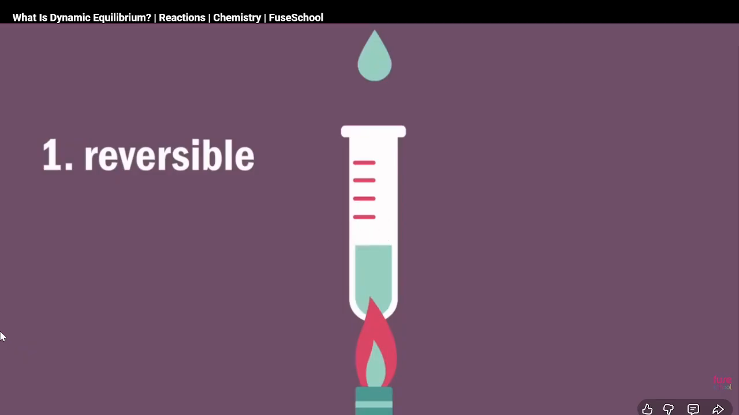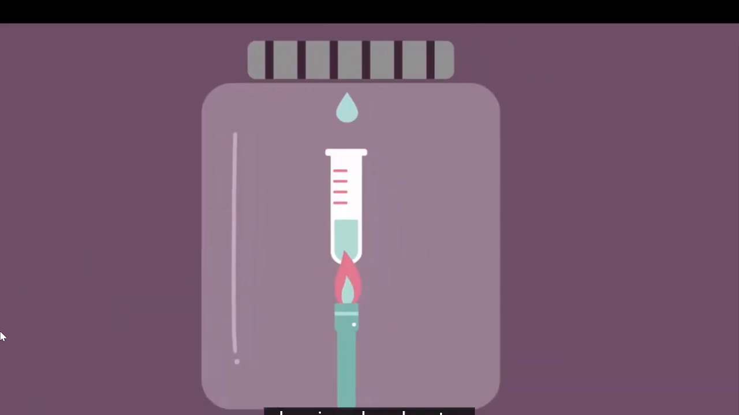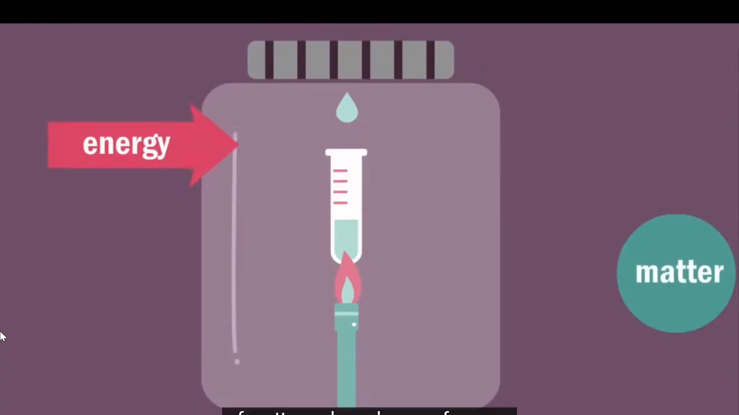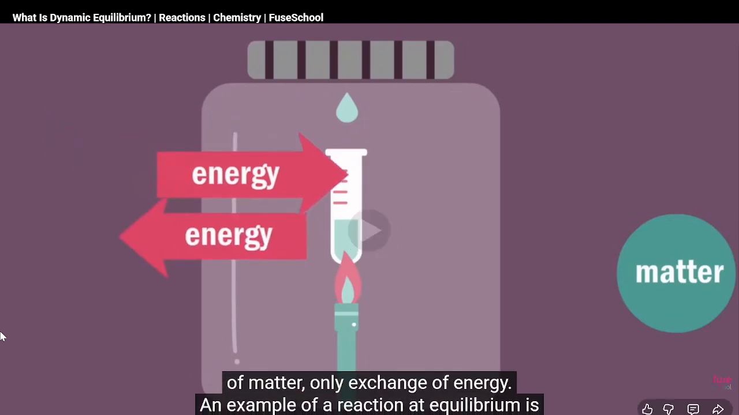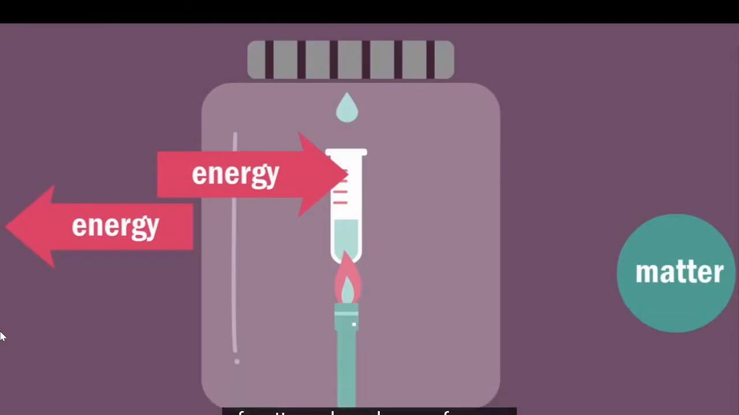Second, it must be taking place in a closed system. A closed system is one where there is no exchange of matter. So there's no exchange of what? Matter. But what happens with energy? Let's find out. Only exchange of energy. Energy can go in and out. That means you can heat it. That means you can put it in an ice bath and cool it.